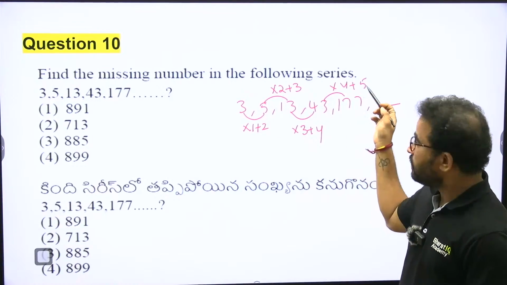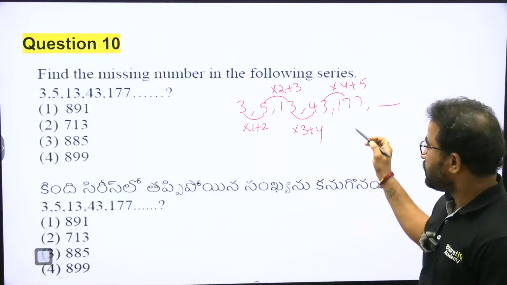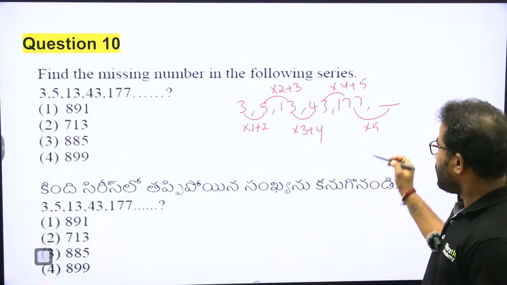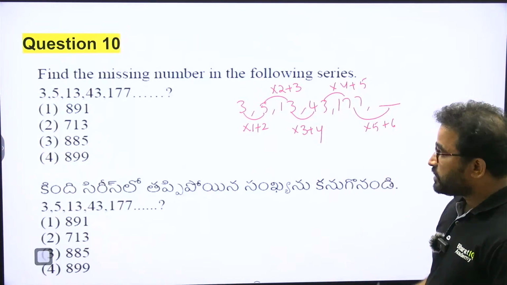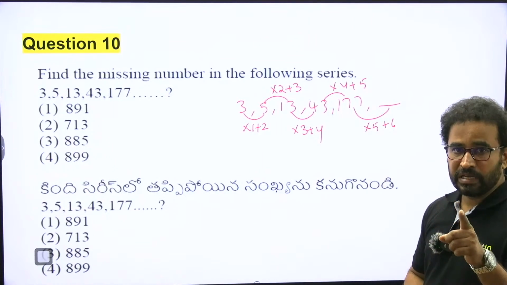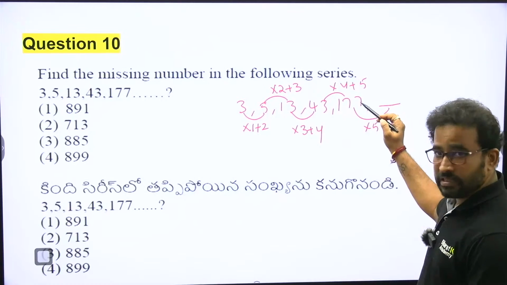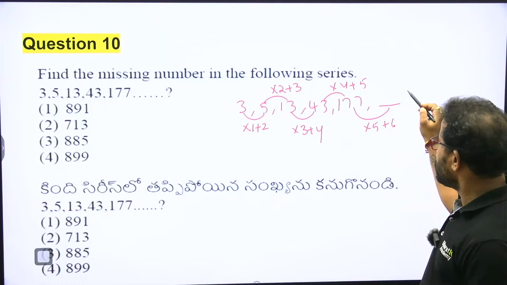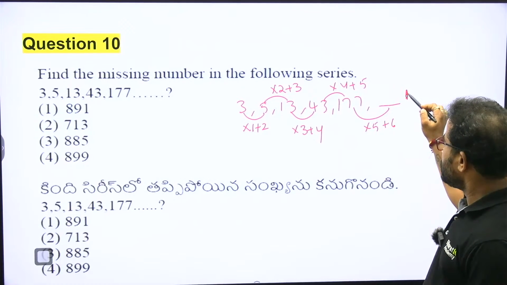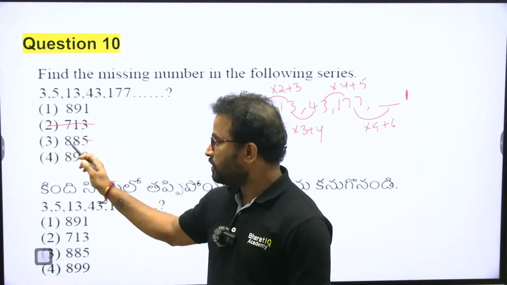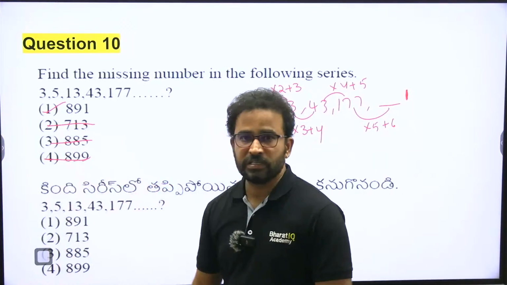No need to check whether it is getting the correct answer or not. Directly you can work it out: after 4, the next multiplicative factor is 5 and the additive factor is 6. The best thing is to multiply and add with only the unit digit value. 5 sevens are 35, 35 plus 6 is equal to 41. The unit digit must end with 1. How many options end with 1? Only one option. This is the right answer.